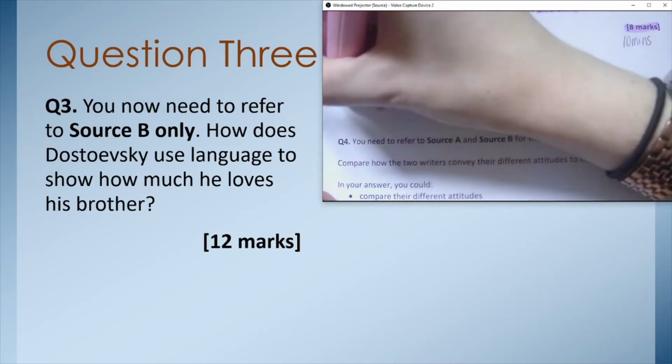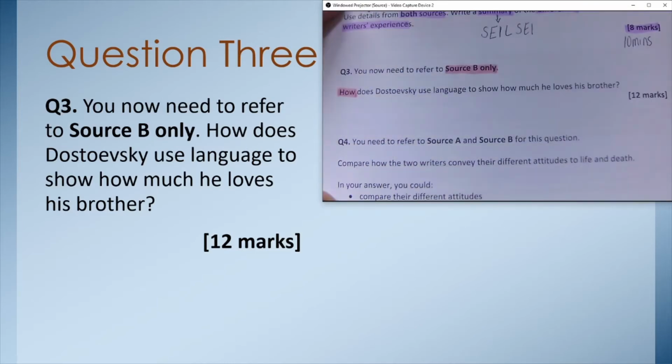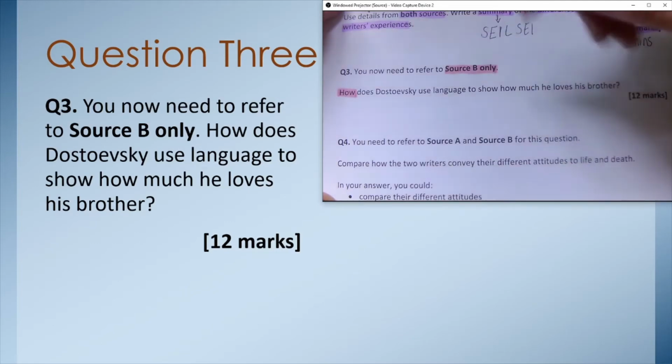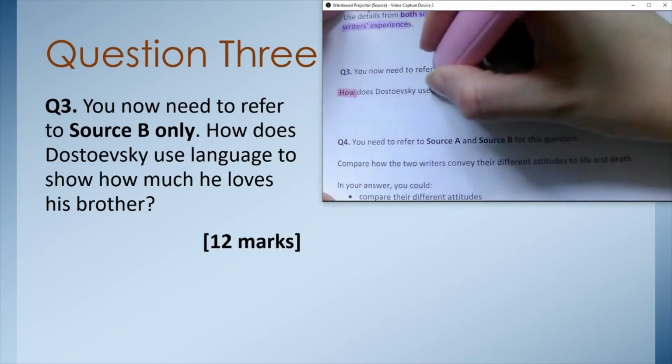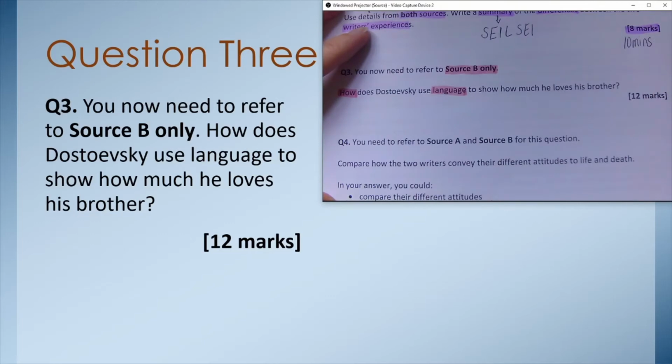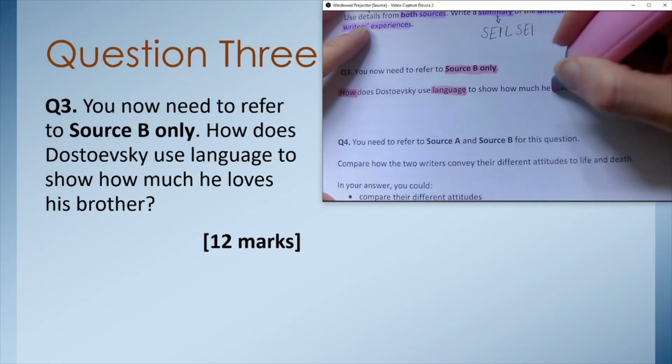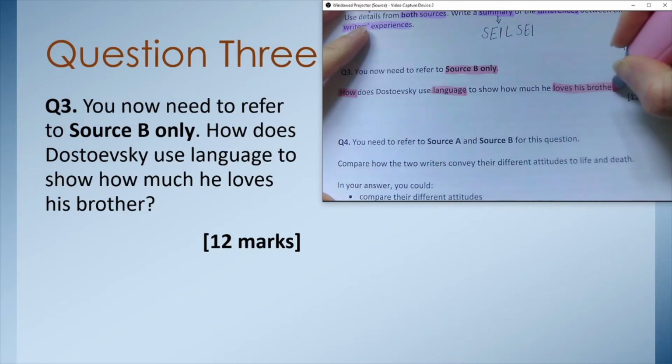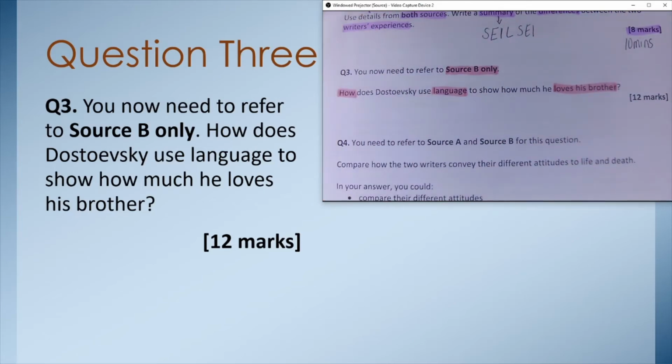So it's a how question. I'll come to that in a moment. I have gone through that with you before. Use language to show how much he loves his brother. So it's a language question. I know I need to discuss language here to show how much he loves his brother. So there's the focus of my question. That's what I know I need to be looking at.